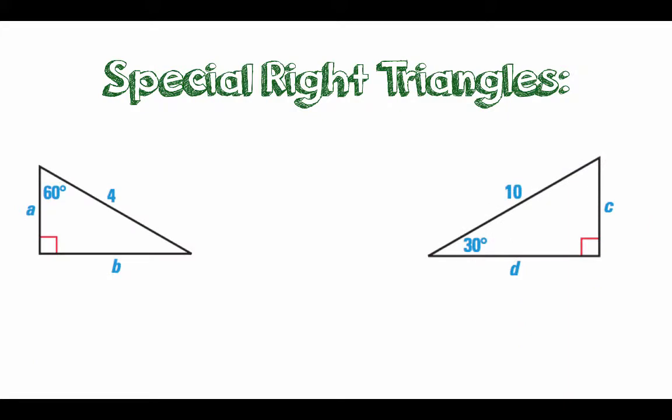When we talk about special right triangles, we have our 60-degree side here. So we know that this is going to be square root of 3. And our ratio, we know that this is going to be 1, and we know that this is going to be 2. So when I go to solve this, it's pretty simple, pretty straightforward.